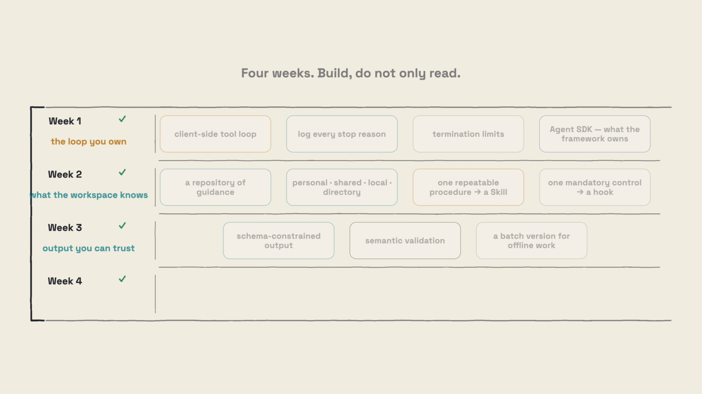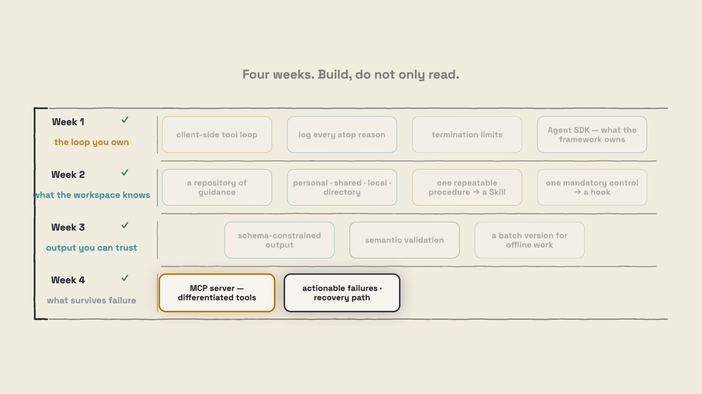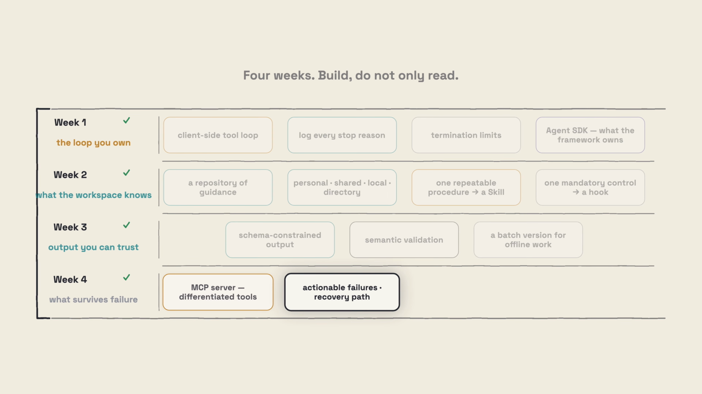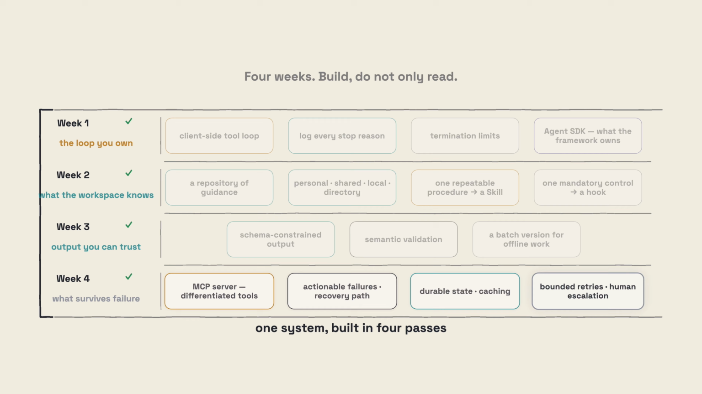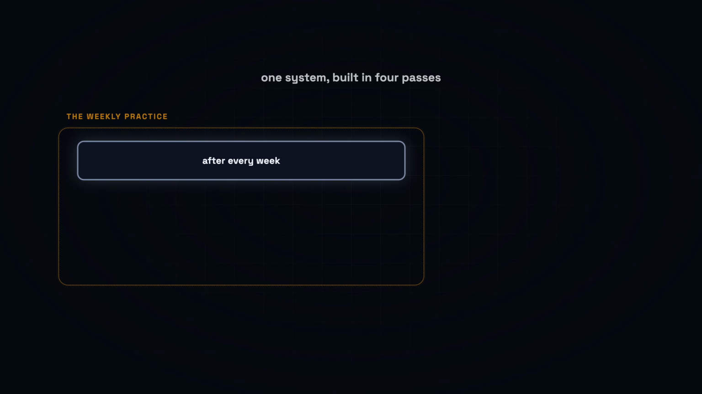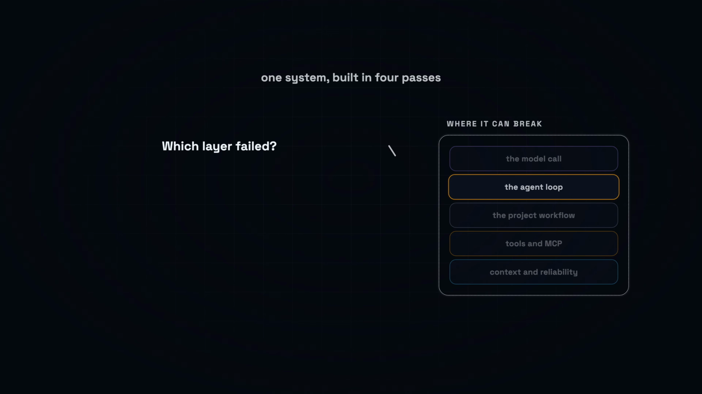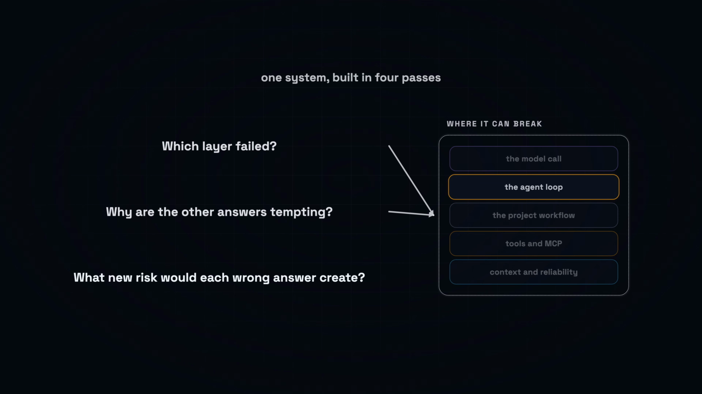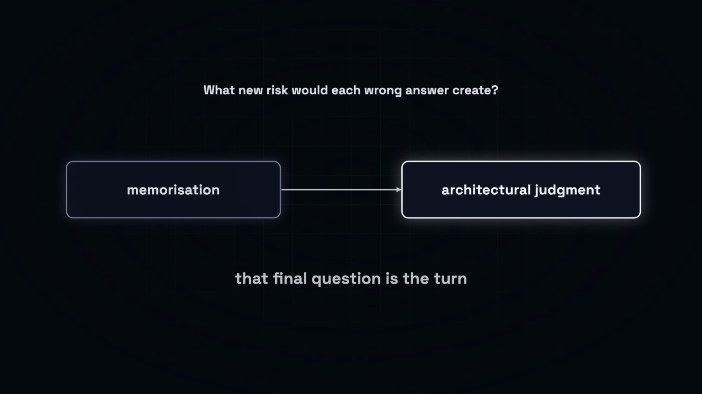Week 4. Build an MCP server with clearly differentiated tools, actionable failures, and a recovery path. Then add durable state, caching, bounded retries, and human escalation. After every week, practice timed scenario questions. But do not only ask which answer is correct. Ask which layer failed, why are the other answers tempting, and what new risk would each wrong answer create. That final question turns memorization into architectural judgment.